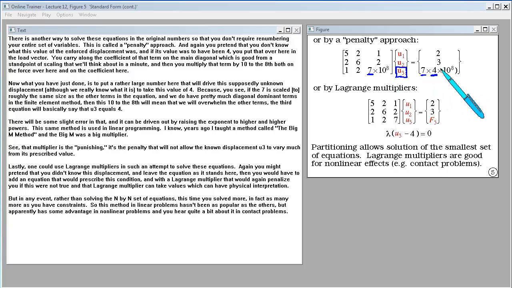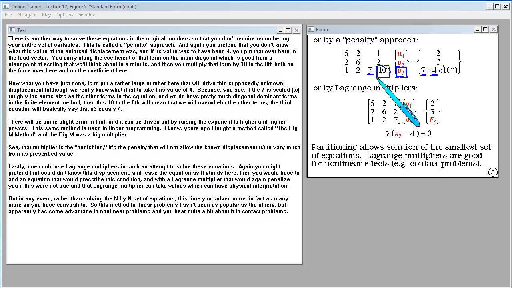And then you multiply that term by 10 to the 8th, both on the force over here and on the coefficient here. Now what you have just done is to put a rather large number here that will drive this supposedly unknown displacement, although we really know what it is, to take this value of 4.